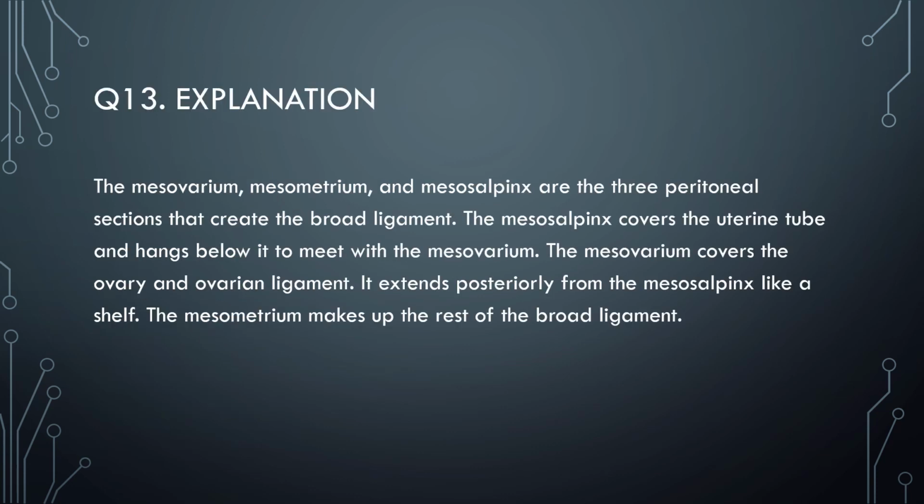Because mesovarium, mesometrium, and mesosalpinx are the three peritoneal sections that create the broad ligament. Mesosalpinx covers the uterine tube and hangs below it to meet with the mesovarium. Mesovarium covers the ovary and ovarian ligament. It extends posteriorly from the mesosalpinx like a shelf. The mesometrium makes up the rest of the broad ligament. So the correct answer is mesovarium, because it's the only one we have in the choices.